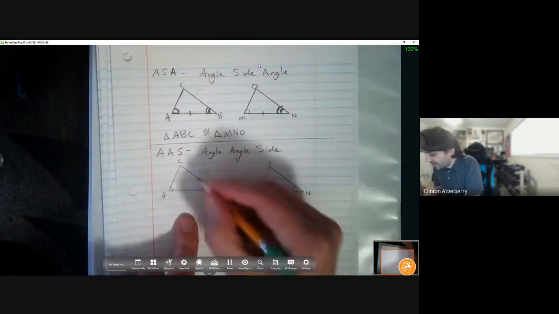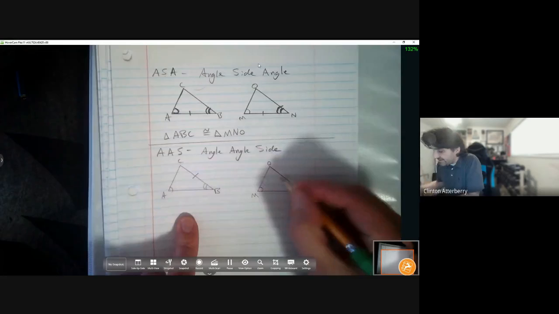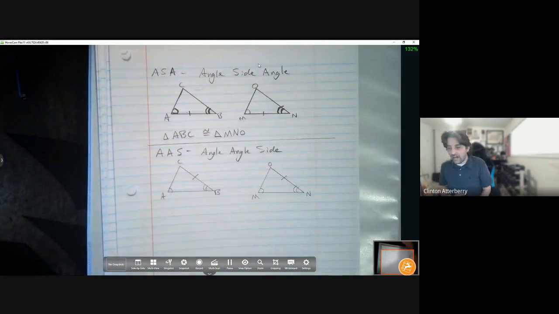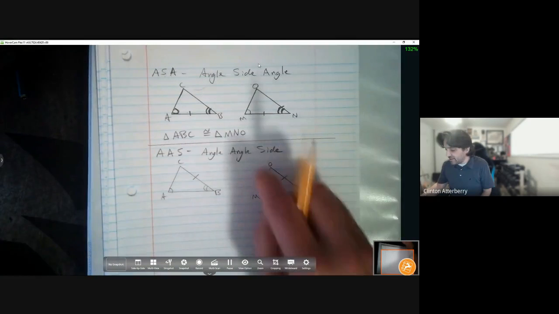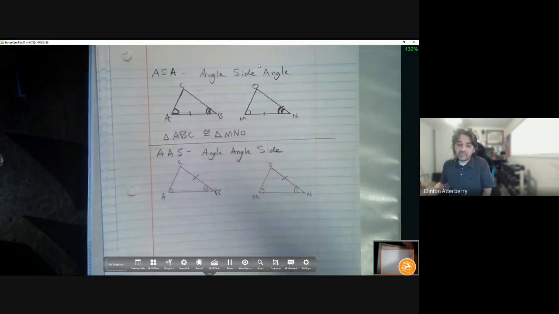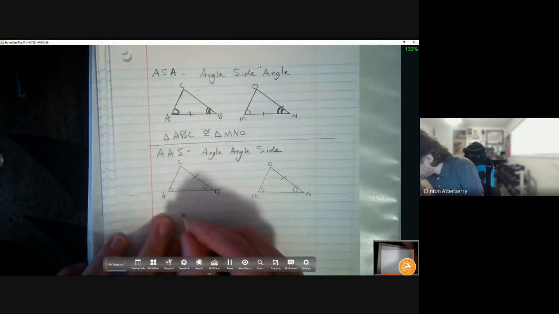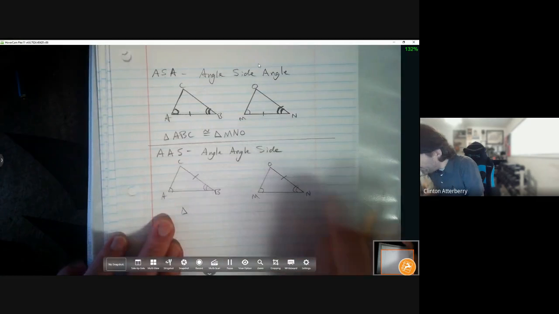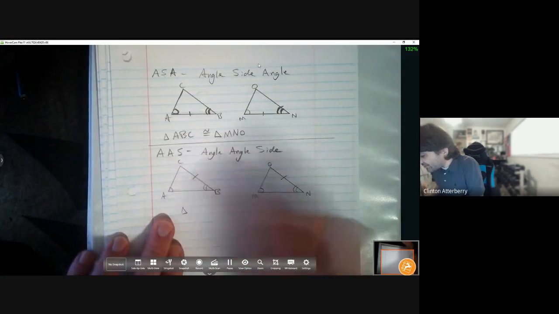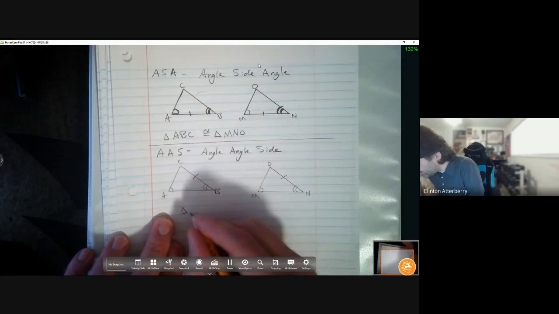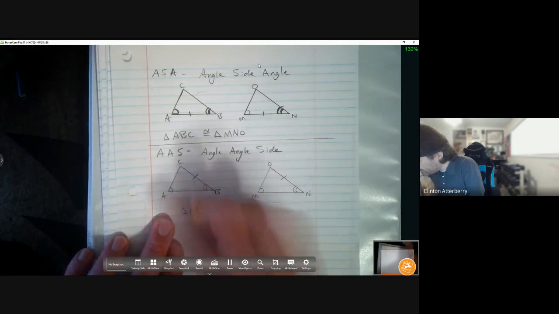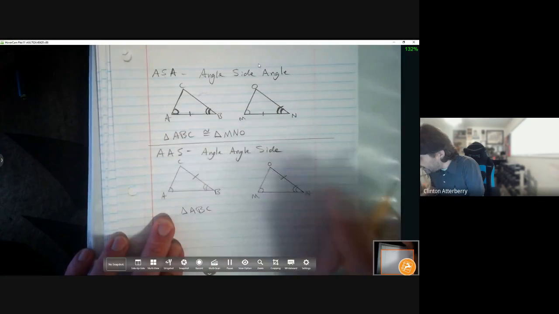I'm just going to show you right here that it might look something like that. If this piece over here was the same instead, it would be the same thing. So once again, I can make this claim now because I have this information that this triangle is congruent to that triangle, and I say that by writing this out like this: triangle ABC, triangle MNO.